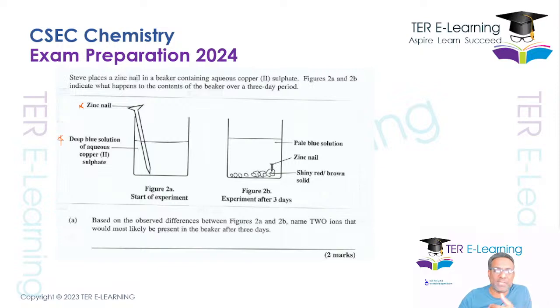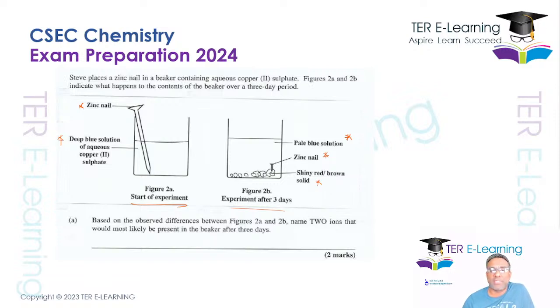Now this is a popular question that they like to bring. For copper 2 sulfate, you need to know the color of that. That is going to be a deep blue solution, and that is because of the presence of Cu2+ ions. So this is the start of the experiment, and then what happens after 3 days? They said you have a pale blue solution, you notice the zinc nail gets smaller, and then you get a shiny red-brown solid.